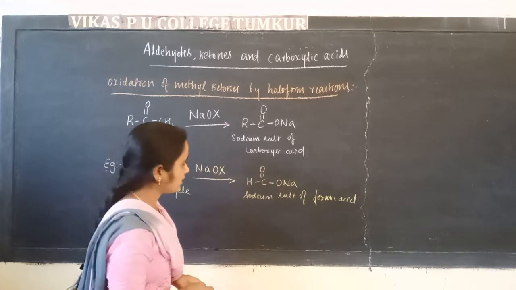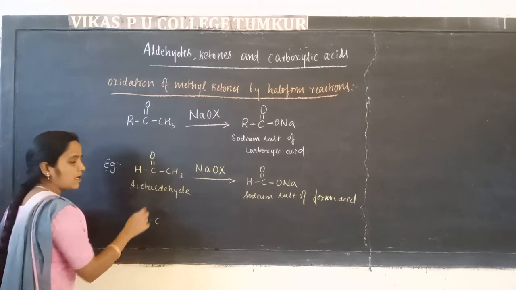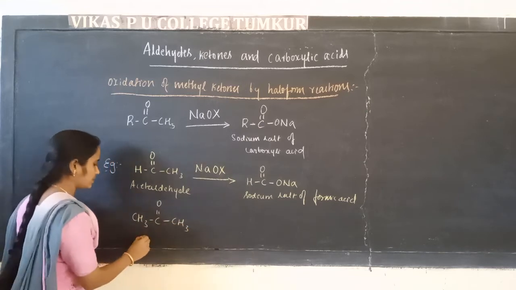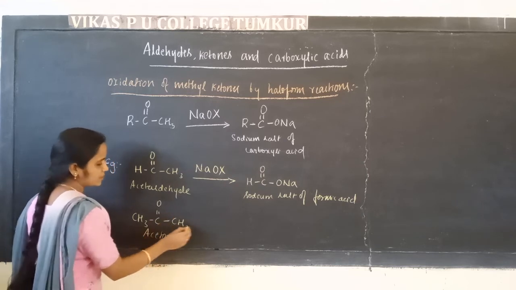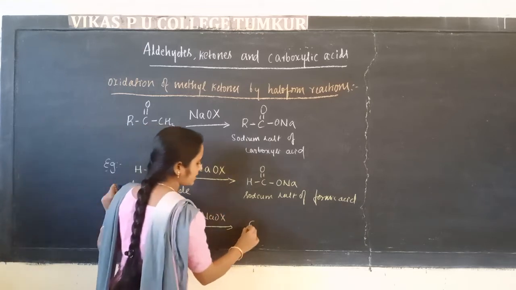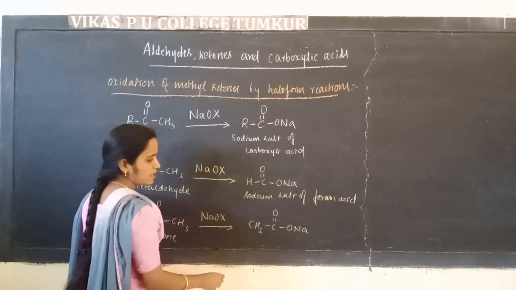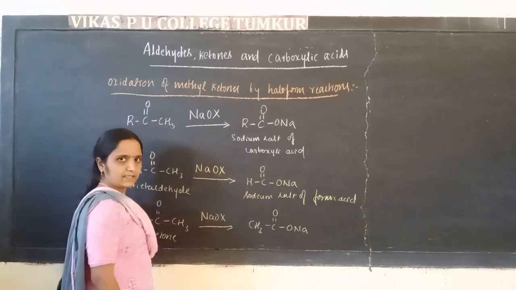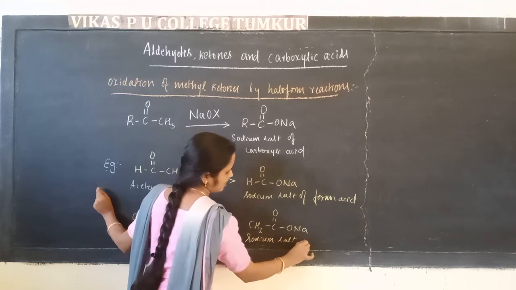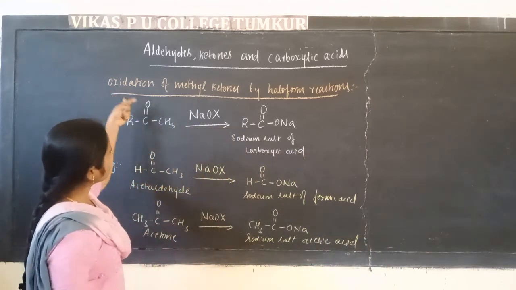That was the aldehyde example. Then we'll take a ketone example. Acetone is treated with sodium hypohalite. At that time, we get CH3COONa, that is, the sodium salt of acetic acid. This is about the oxidation of methyl ketones.